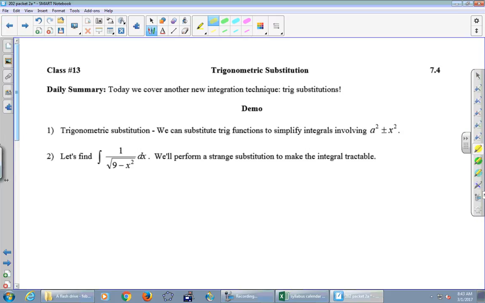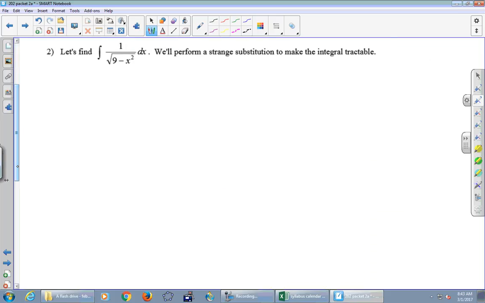All right, number 2, let's find the integral of 1 over square root of 9 minus x squared dx. We'll perform a strange substitution to make the integral tractable. Tractable just means manageable. Okay, so we've done plenty of u substitutions. We're going to do another substitution. It's going to look very strange. Here's what we're going to do, and you should write this part down. We're going to let x equal 3 times sine of theta.